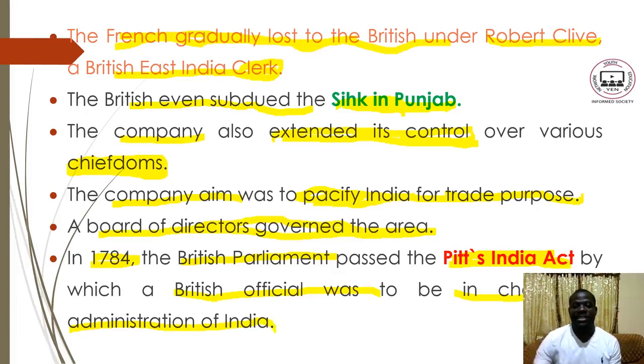This act was passed in Britain to show that the company in India now had British influence. To show that the British government had recognized the presence of that company, they needed to put someone in charge there. So it was called Pitt's Act, the Act of Parliament: Pitt's India Act.